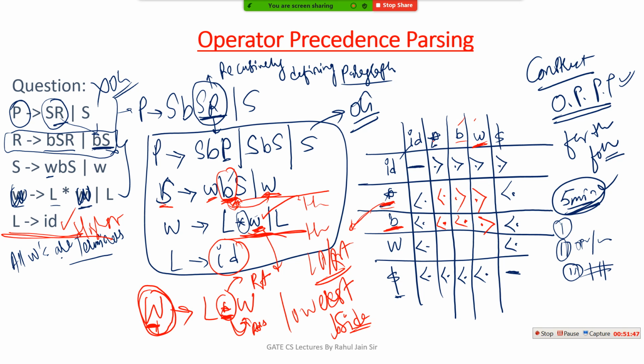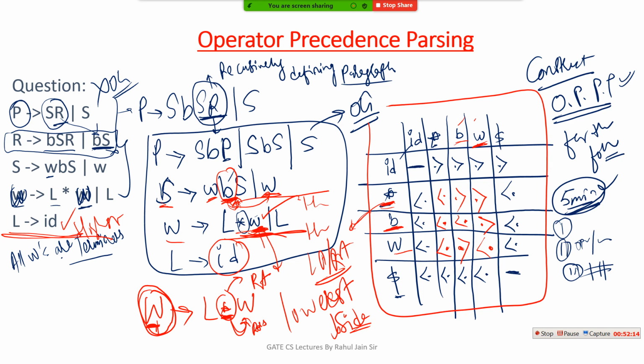W is in multiplication, and the multiplication symbol is the operator, it has higher precedence. B and W, if you compare, B is on the upper side and W is on the lower side. So if it exists in the lowest side, it has higher precedence. And if I need to compare this W and W, it is right associative, so I put it like here. So guys, this is the operator precedence parsing table for the following grammar.